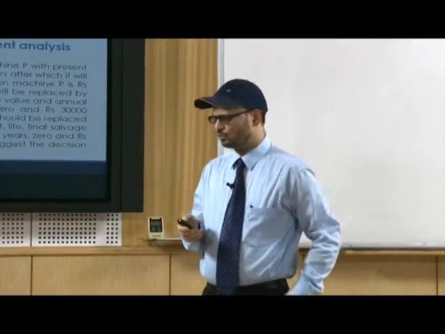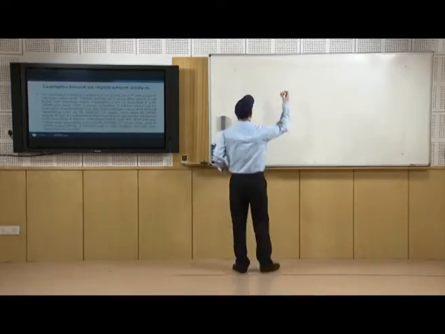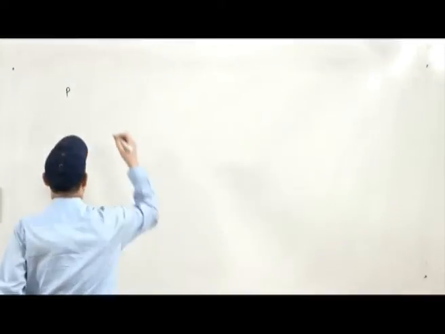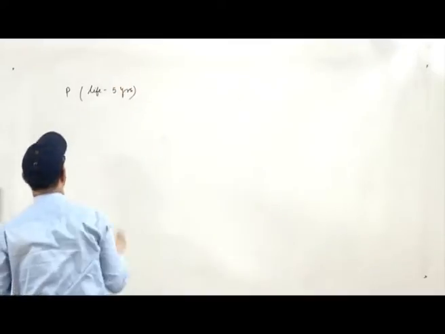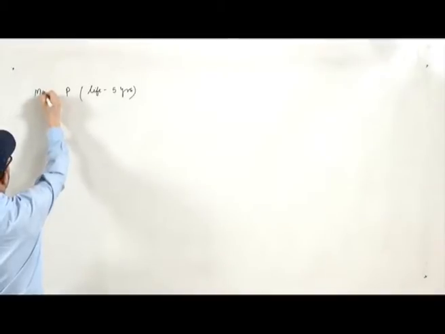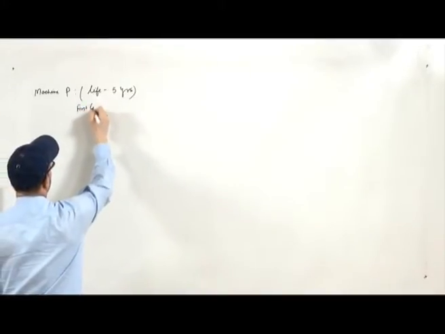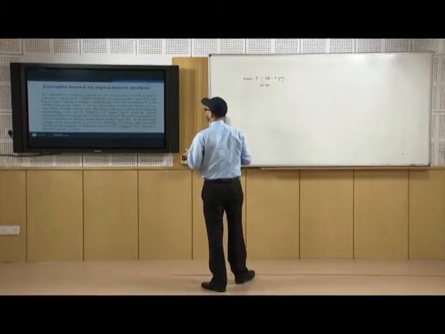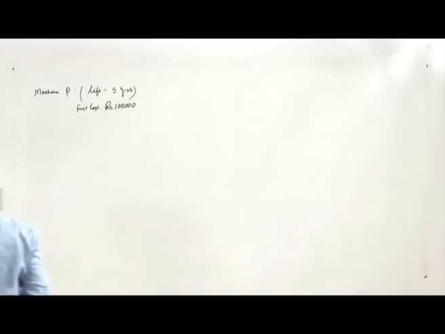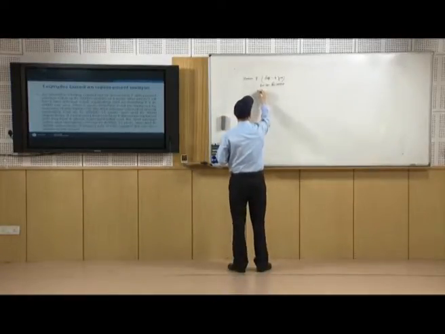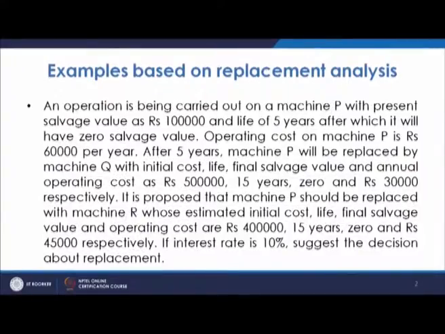So, let us see how to solve this question. The data first of all we will write what is given. You have machine P, life 5 years, first cost as rupees 1 lakh, salvage value 0, and annual operating cost is 60,000.